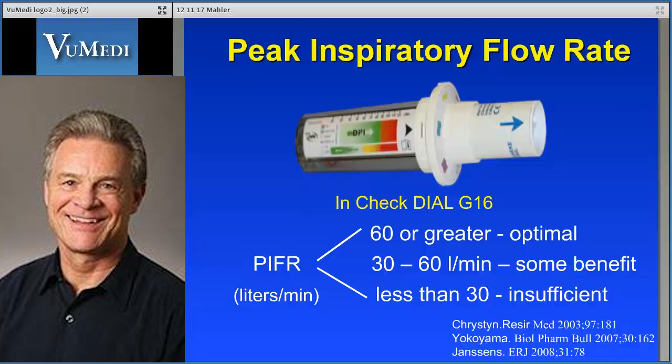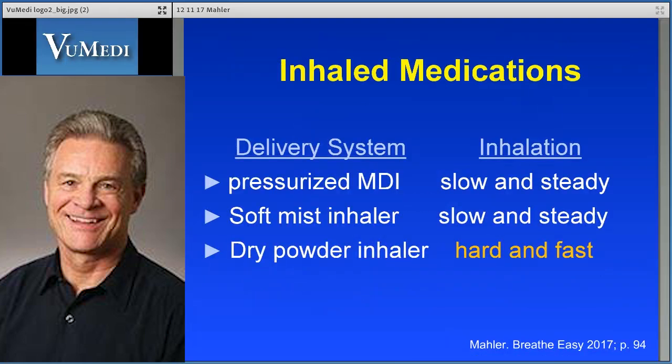If the peak flow against the simulated resistance of the dry powder inhaler being considered is 60 liters a minute or greater, that is considered optimal for inhaling the powder out of the device. If the peak inspiratory flow rate is less than 30 liters per minute, that is considered insufficient. A peak inspiratory flow rate between 30 and 60 provides some but less than optimal benefit. The dry powder inhaler inhalational technique is hard and fast, as opposed to slow and steady with the metered dose inhaler and the soft mist inhaler.